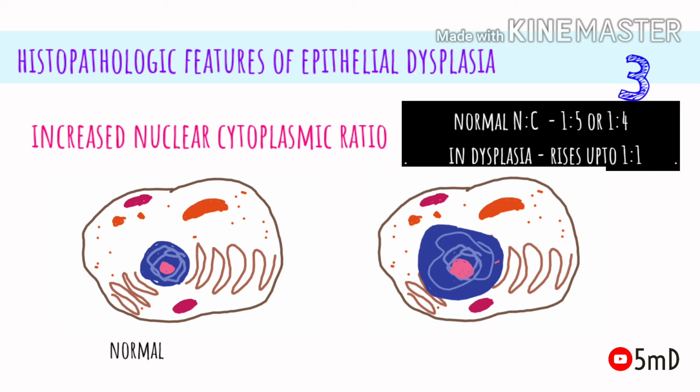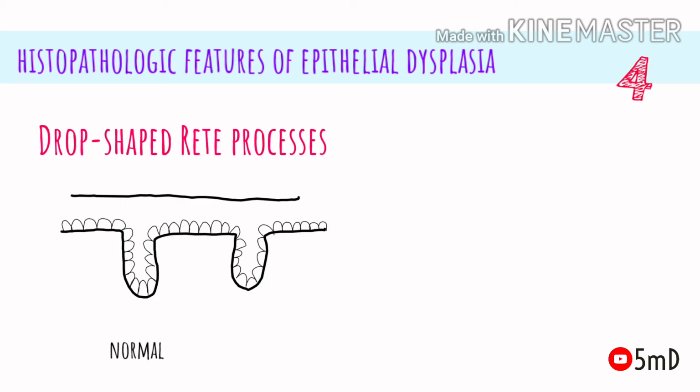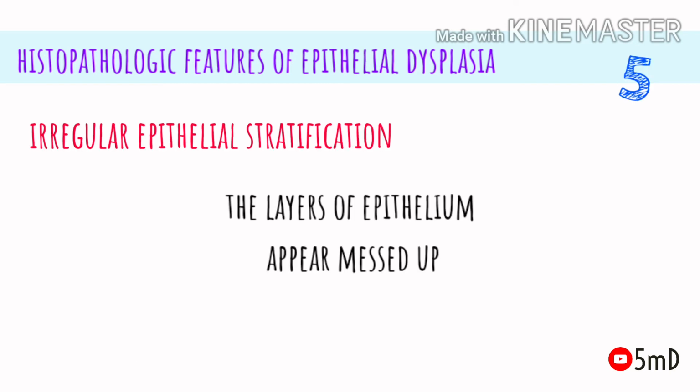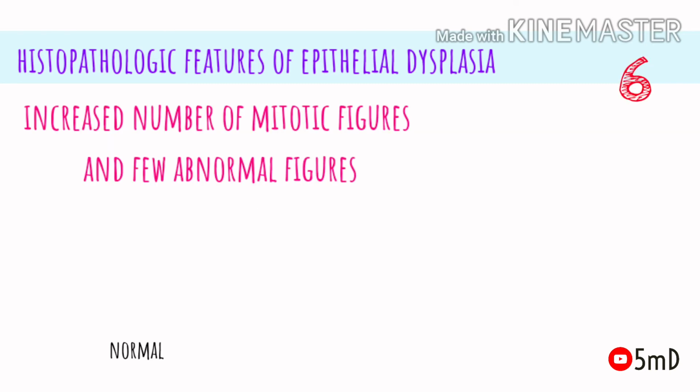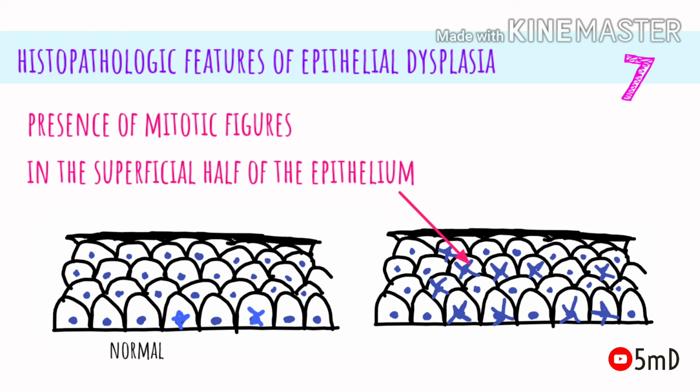As we saw earlier, dysplasia also affects the architecture or the arrangement of the cellular epithelium. There is a change in the shape of the rete processes. Drop-shaped rete processes are seen in dysplasia, and also irregular epithelial stratification is seen. Mitotic figures, which denote mitosis taking place, are usually seen in the basal layers of the epithelium, but in dysplasia there is an increased number of mitotic figures. Sometimes abnormal mitotic figures are also seen, and the presence of mitotic figures in the superficial half of the epithelium is seen, which is usually abnormal.